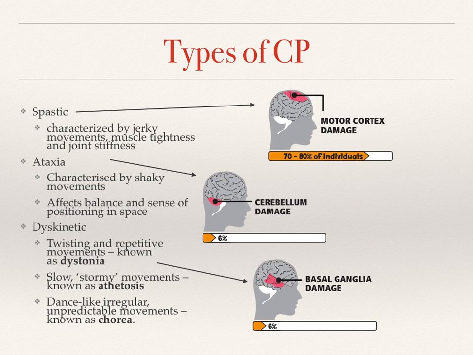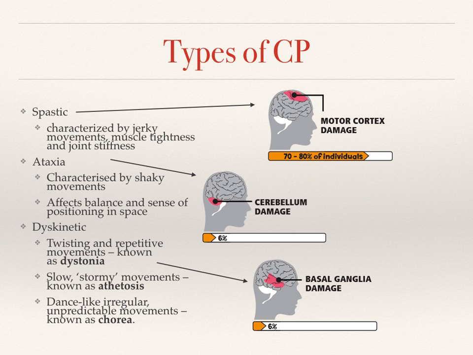Ataxic cerebral palsy is the least common, and ataxic also means without order. It'll show clumsiness and instability and disorganized movements. You'll also see shaky movements and effects in balance and the sense of positioning in space. That's going to be caused from cerebellum damage.